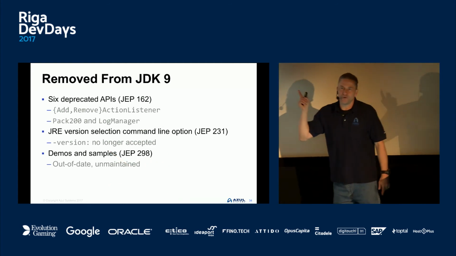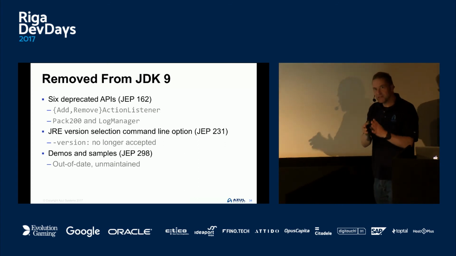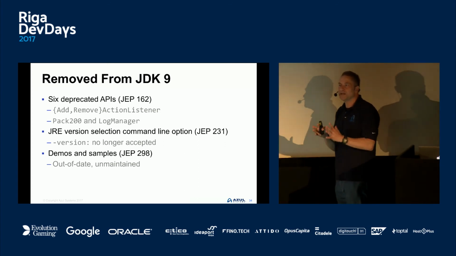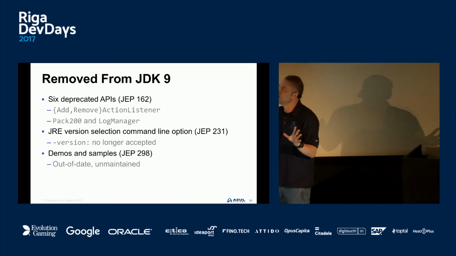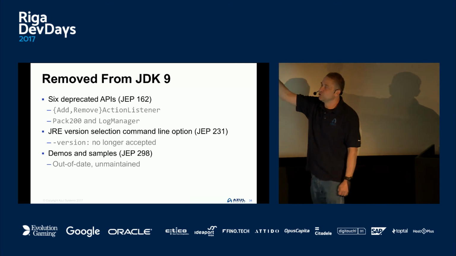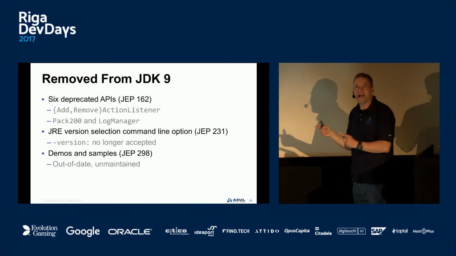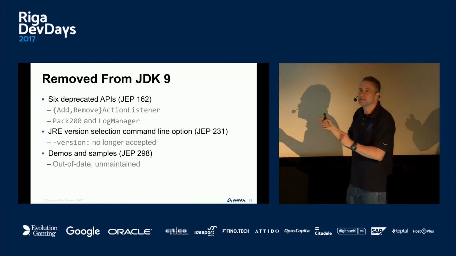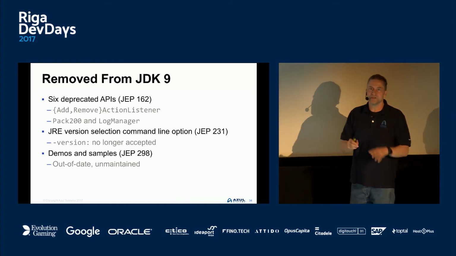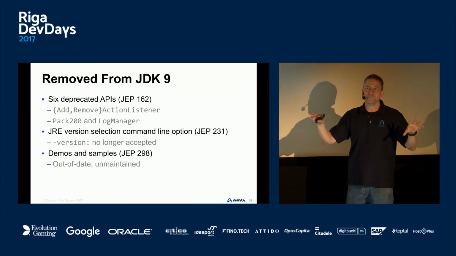Other things removed from the JDK. 6 APIs have been removed. These are 6 deprecated methods which have finally been removed. The first 6 in the history of Java. Add and remove action listener in the pack200 and log manager classes. So you think to yourself, well, what did they do that was so bad that meant those 6 and those 6 alone got removed? And the answer is that that was necessary to enable the modularization of the JDK.